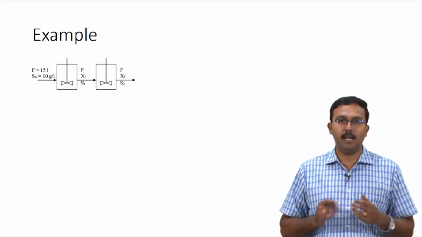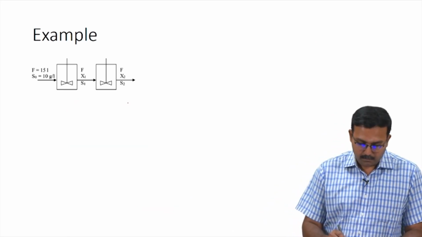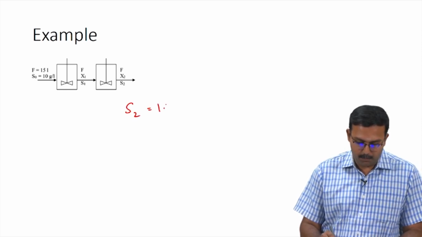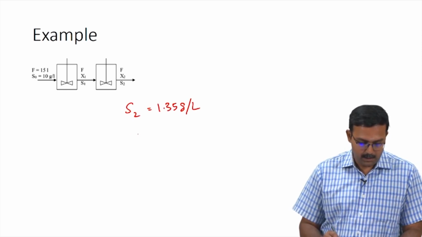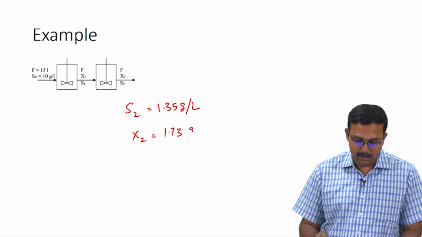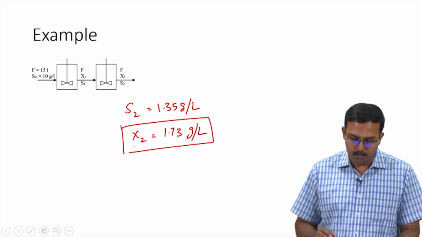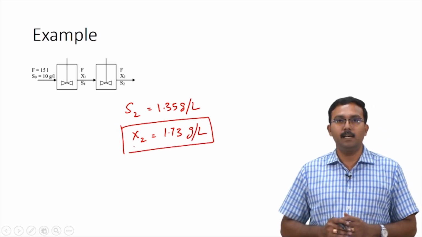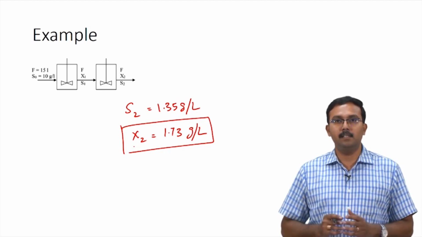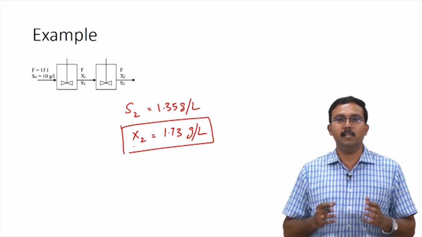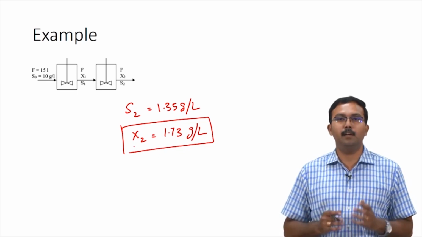If you were to perform this calculation, you will end up with the outlet substrate concentration as 1.35 grams per liter and your biomass concentration as 1.73 grams per liter. So, based on the system which we have looked at, the single reactor with 100 liters volume actually gives a higher biomass concentration compared to two smaller reactors in series. So, with this I hope you have a full understanding of how to perform material balance calculations for systems where cell culture is happening. Thank you.